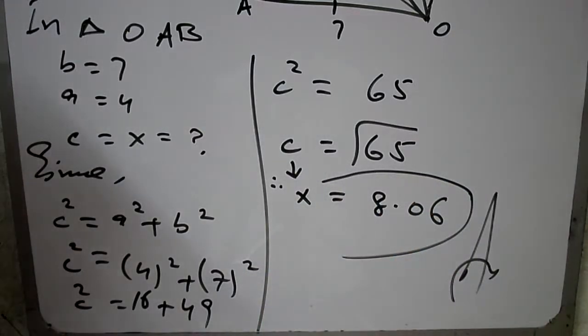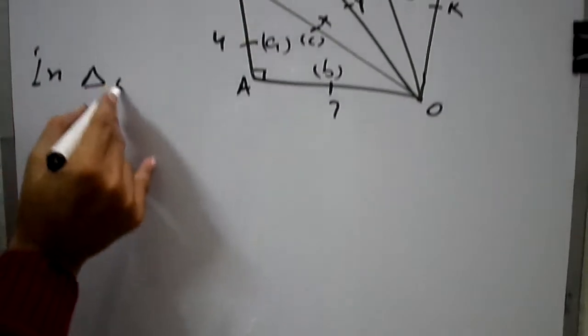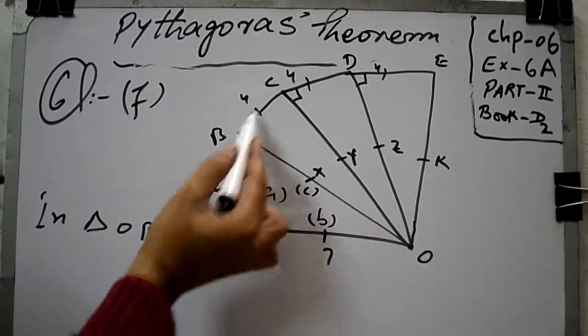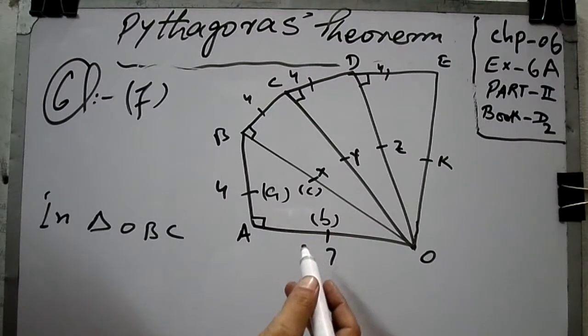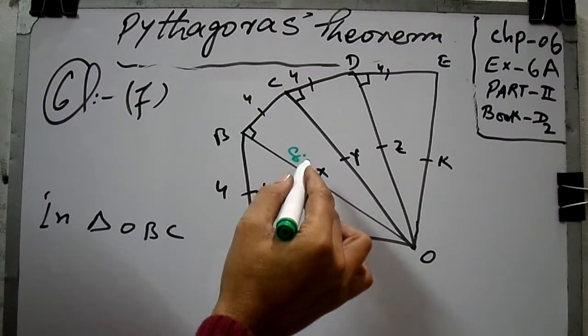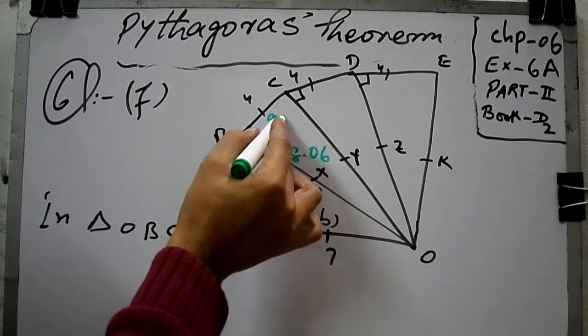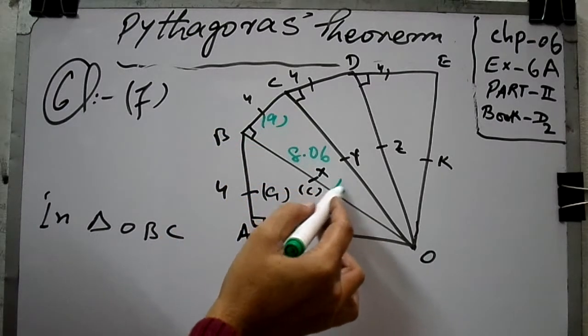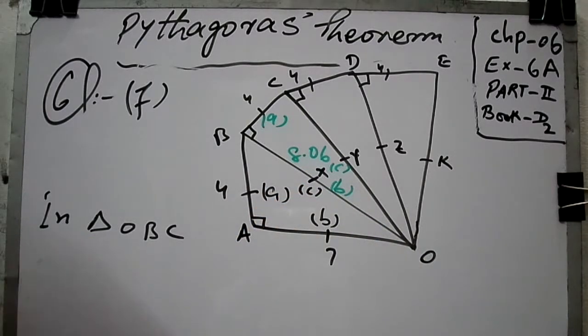Similarly, now we have to find Y. Now you take triangle OBC. In this triangle, here the X you have just calculated, you have to use here. What is the value of X? That is 8 point something, 8.06 you have just calculated. So when you take this triangle, here is your altitude A, here is your base, and that is your hypotenuse. Hypotenuse means C. So the value of C is Y, we have to find.